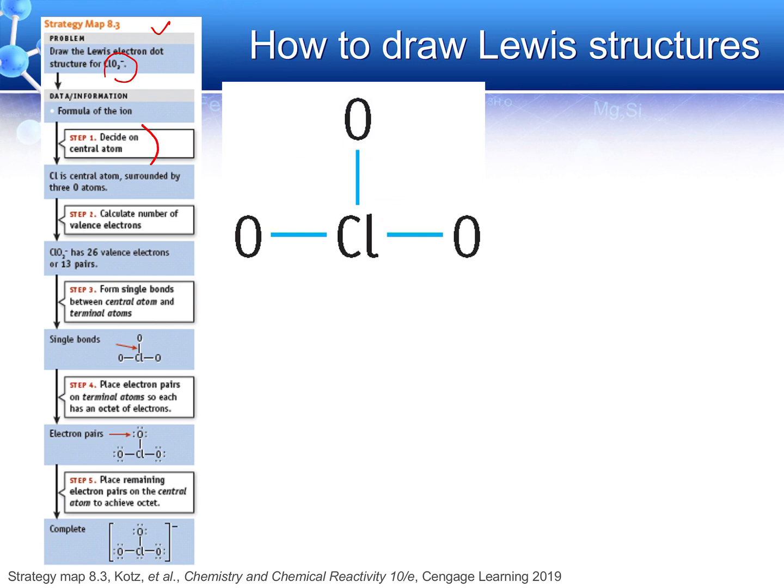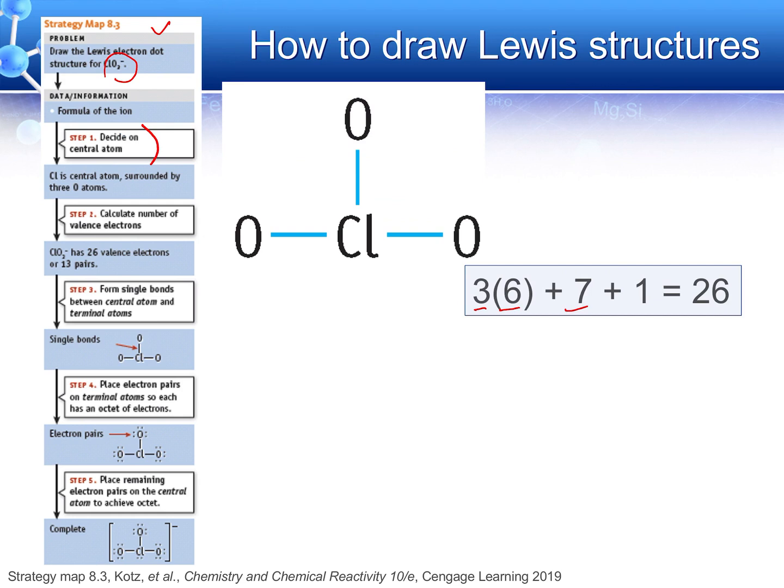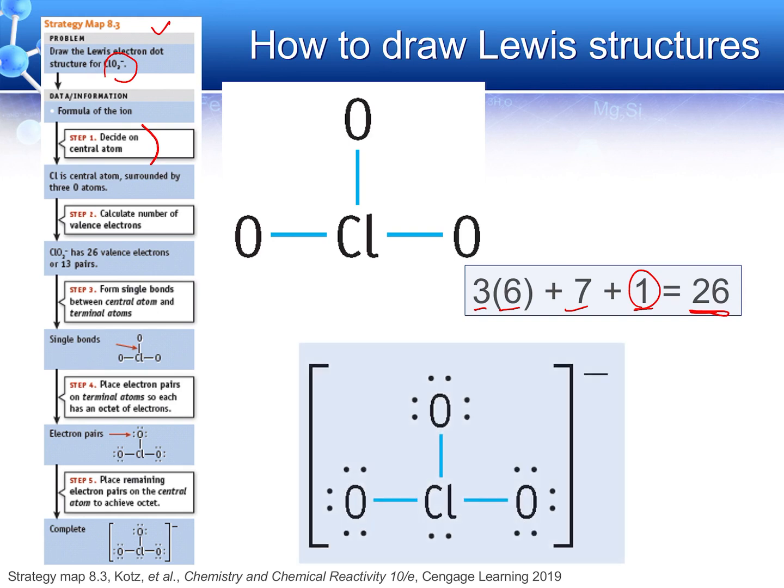And then we have to calculate the number of valence electrons. So we have 3 oxygens, and oxygen has 6 valence electrons, so that's 18. Chlorine has 7, so that's 25. Now remember, this is ClO3-. It has an overall negative charge, so we have to add an extra electron. So we get 26 total.